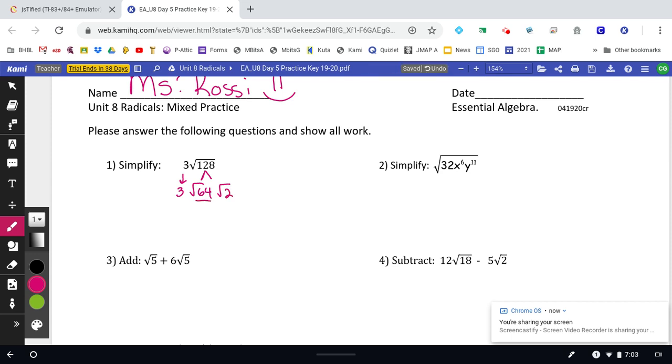Now I want to know which one's perfect. The square root of 64 is 8. So 3 times 8, radical 2, is going to give me 24 radical 2.